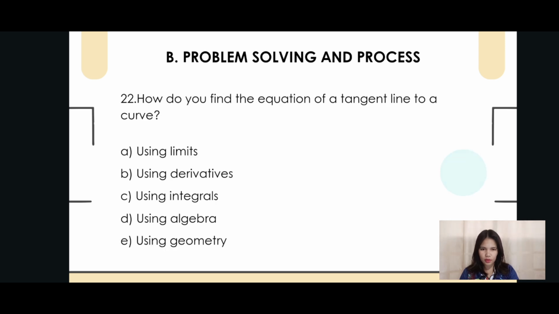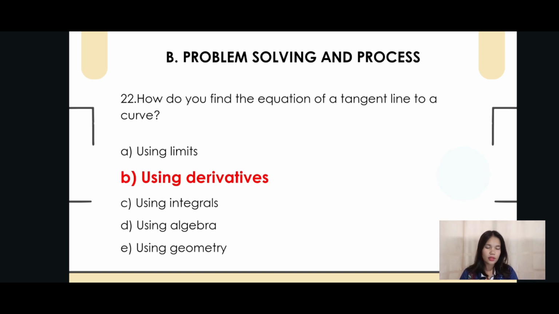Question number 22. How do you find the equation of a tangent line to a curve? A, using limits. B, using derivatives. C, using integrals. D, using algebra. Or E, using geometry. So what will you use in solving the equation of a tangent line to a curve? So the answer is derivatives.